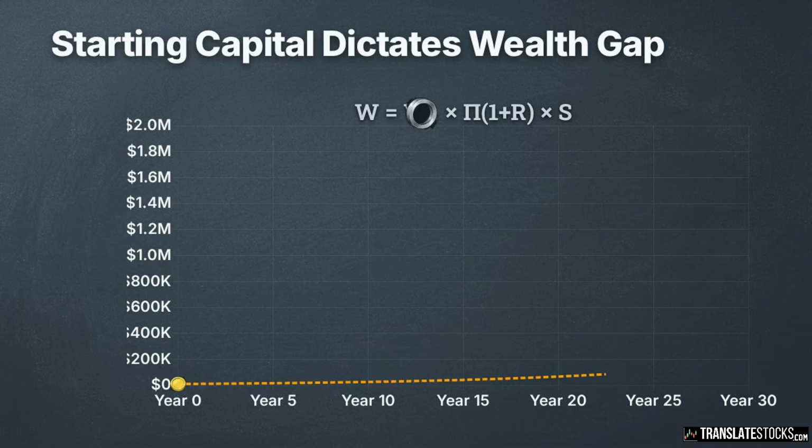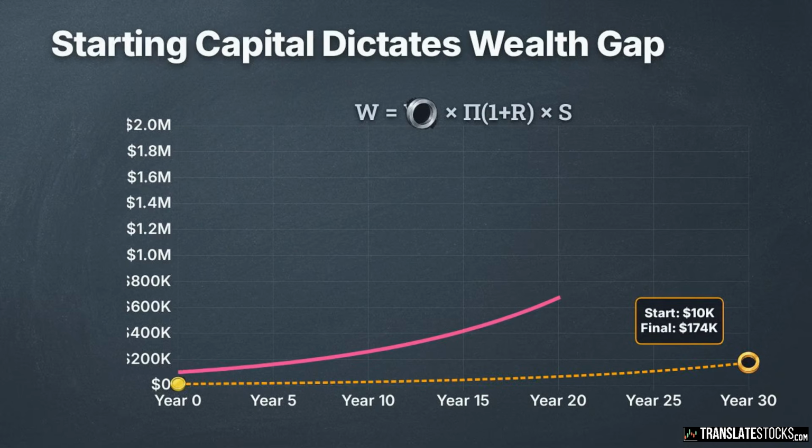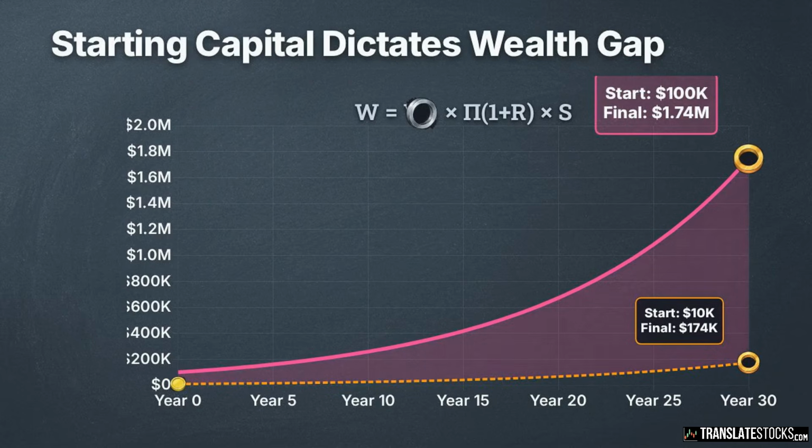Over 30 years at 10% returns, $10,000 grows to $174,000, while $100,000 becomes $1.74 million. The gap widens every year. Wealth is multiplicative. Higher starting capital yields exponentially more money.